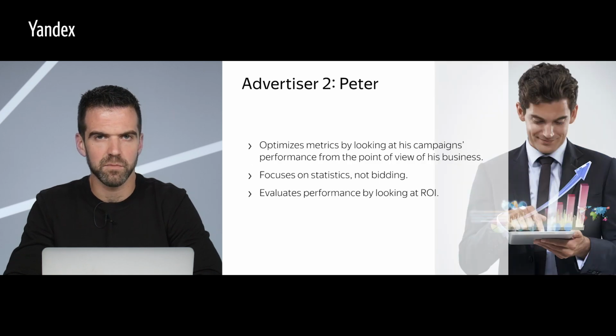Our second example is Peter. He optimizes metrics that take into account ad effectiveness from a business point of view. He focuses on statistics, not on bidding. Peter evaluates his campaign's effectiveness by looking at their ROI. Peter's approach appears much more effective than John's.